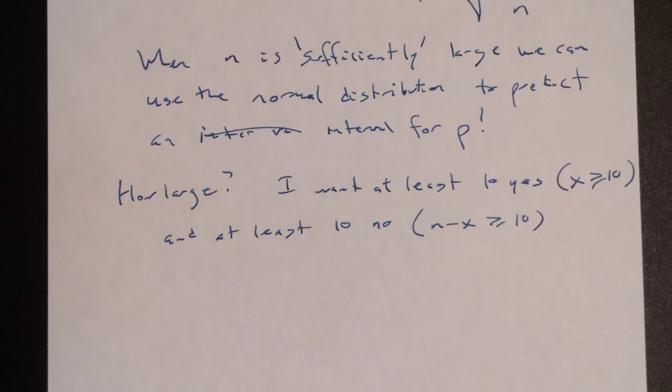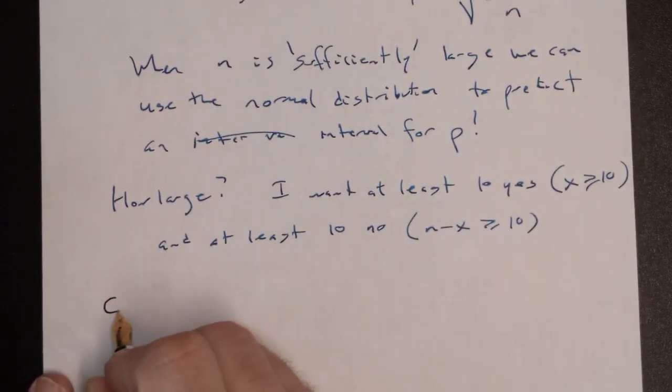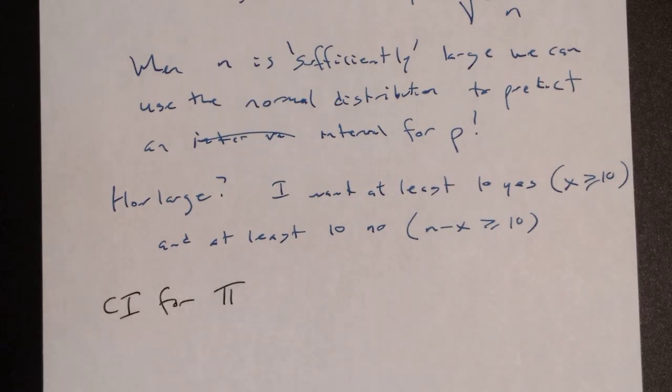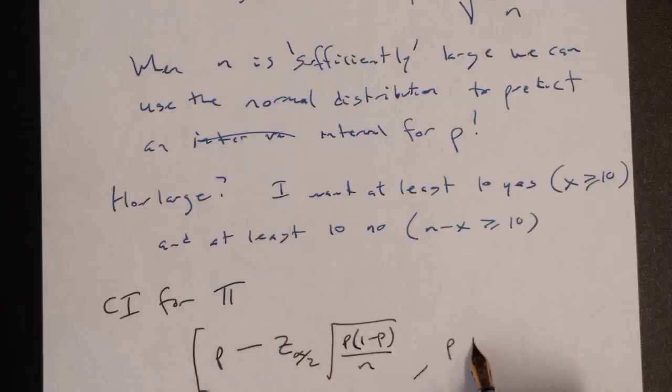But now I know the standard error. And I can estimate it with the standard error of P rather than pi. And that means I can use my normal distribution. So to do a confidence interval for pi, I'll start with P and I'll subtract Z alpha over 2, and then I'll put my standard error. And then I'll do the same thing, but add.